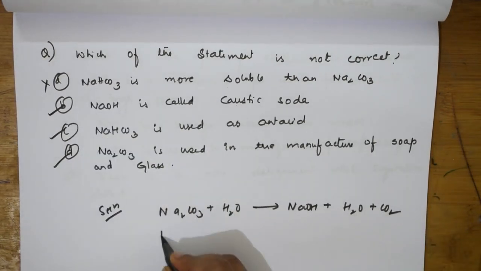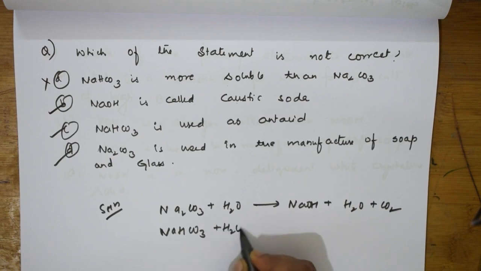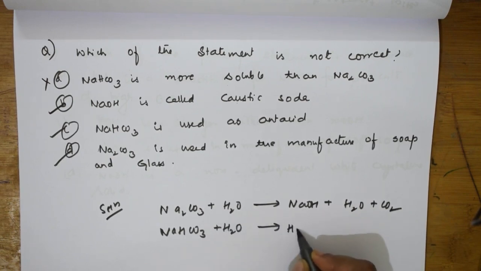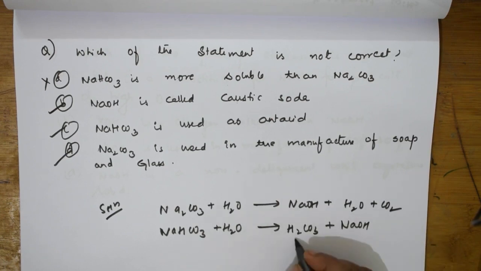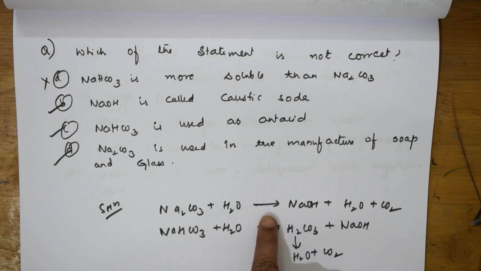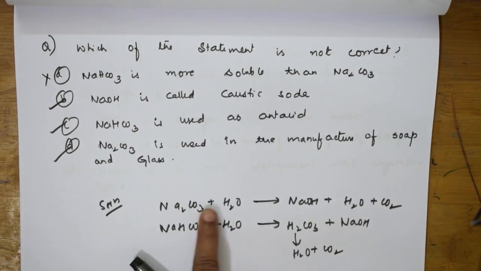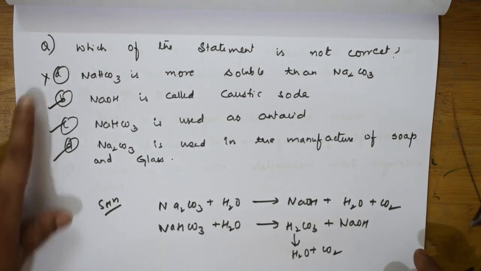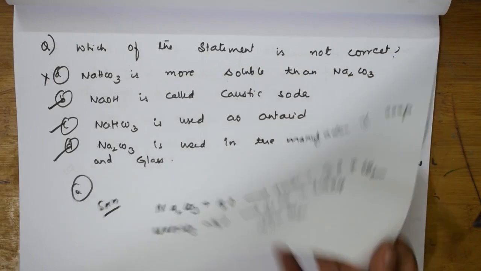But when it comes to sodium bicarbonate, NaHCO3, when you dissociate into water, this will first break up into H2CO3 plus sodium hydroxide. This H2CO3 further breaks up into water and carbon dioxide, isn't it? Or H plus plus HCO3 minus, isn't it? So this is how. So the correct answer is NaHCO3 is more soluble. No, it is less soluble compared to Na2CO3. So the correct answer is A. The correct option is A. Right, now let us see the next question.